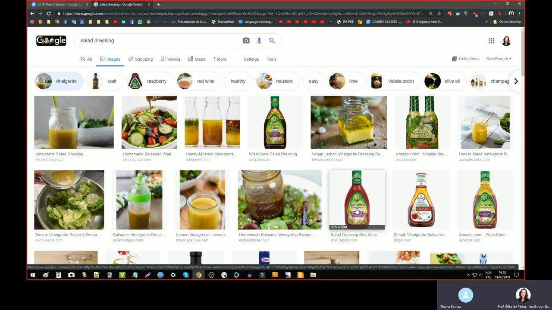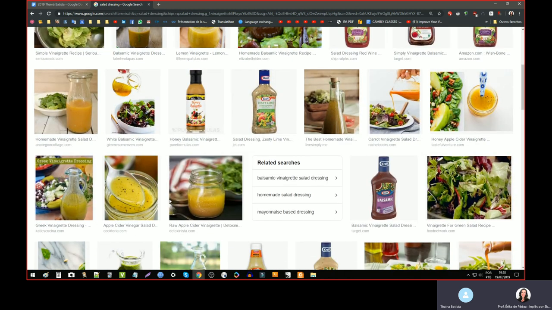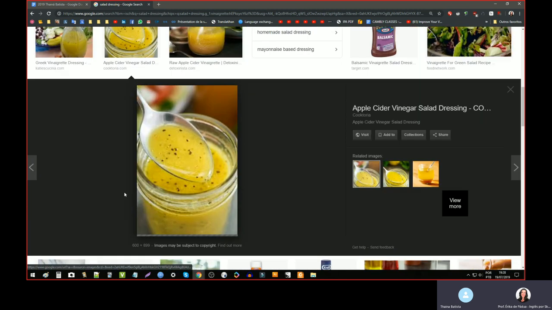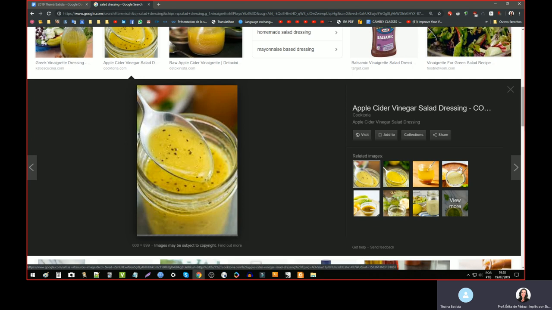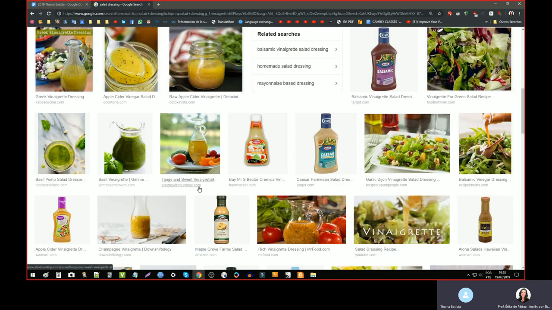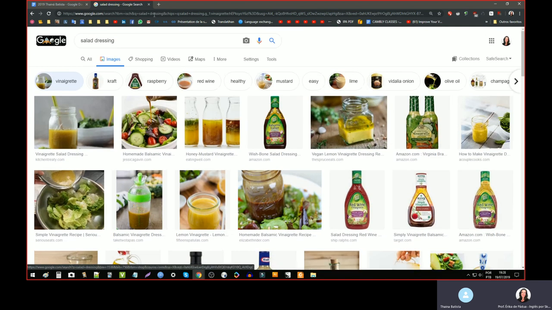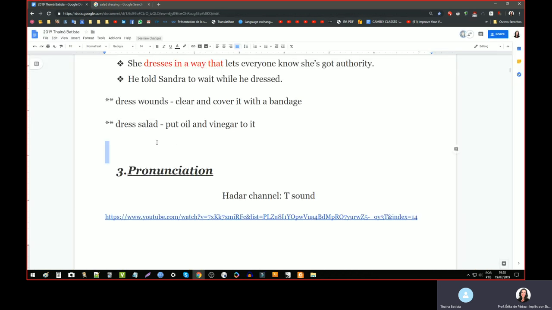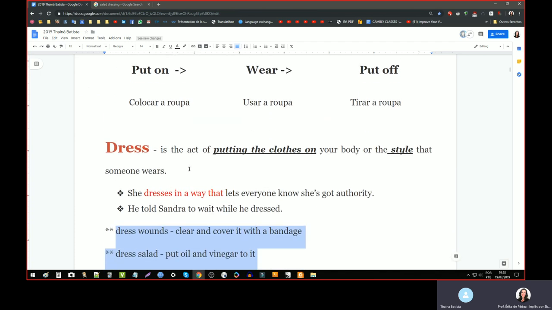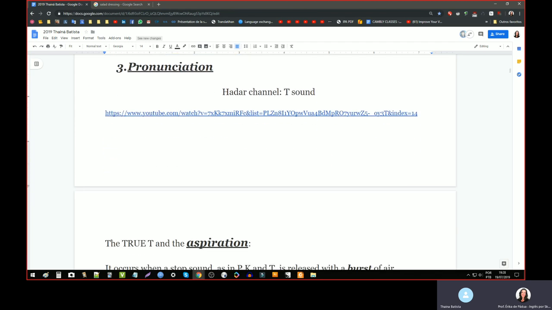A vinaigrette is kind of a dressing. It's a salad dressing, a mix of oil and mustard, I don't know. This is vinaigrette in English. What we eat, I forgot. I did a search a while ago and I don't remember anymore. I need to search again. Very good. Anything else about this part? That's it. What about pronunciation?